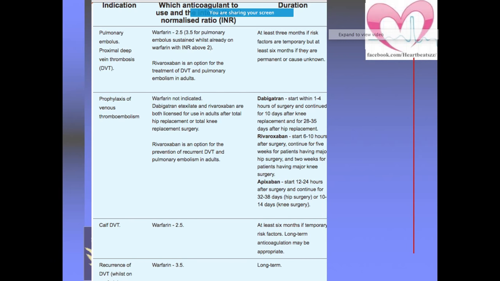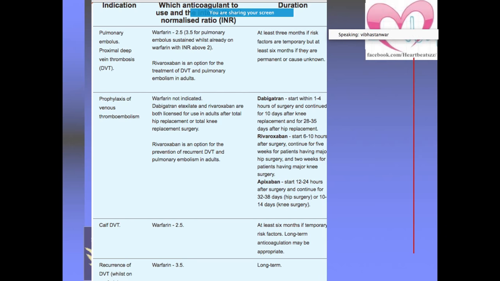So, coming now towards the indications, these drugs are used for plenty of conditions. How they are used is, again, very important. For example, in cases of DVT, if you're trying to use warfarin, you should be able to maintain an INR of 2.5. And you should use it for a minimum of 3 months.